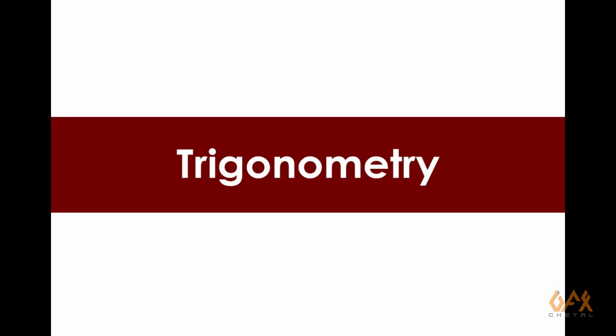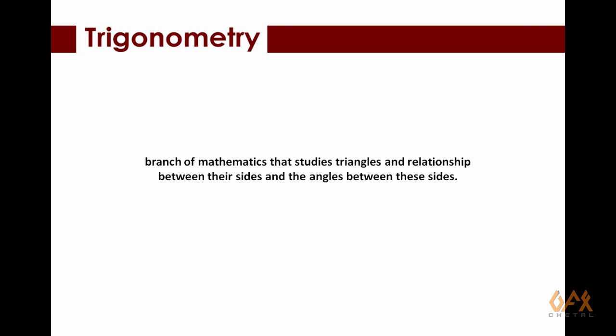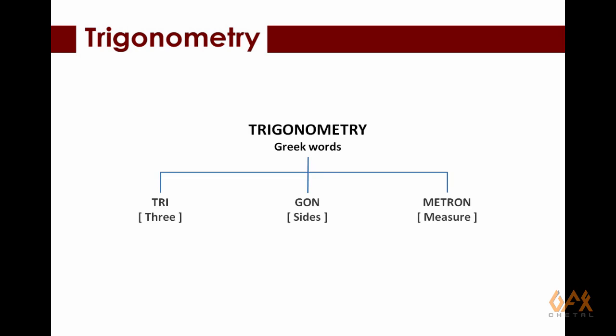the presentation. So what is trigonometry actually? Trigonometry is a branch of mathematics that studies triangles and the relationship between their sides and the angles between these sides. So where does the word trigonometry come from? This is a Greek word: tri means 3, gon means side, and metron means measurement. So this is just a simple explanation of the word trigonometry.